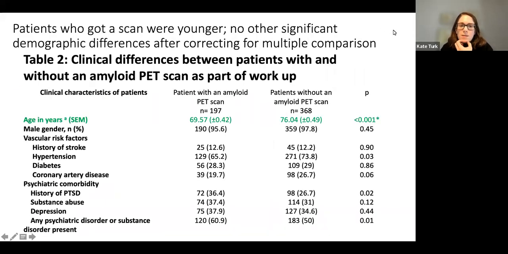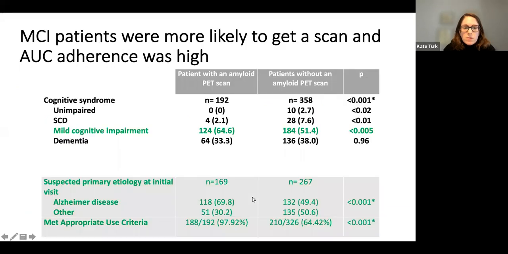The patients who got a scan compared to those without a scan tended to be younger. There were no other significant demographic differences that we could find between the two groups after correcting for multiple comparison. So the vascular risk factors and psychiatric comorbidities were very similar between the two groups. We also found that MCI patients in particular were more likely to get a scan than other groups with other syndromes, which makes sense. And their appropriate use criteria adherence was high.